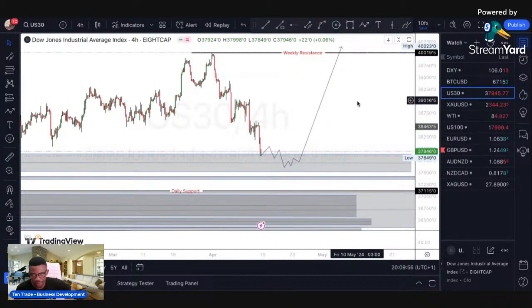It's an interesting one. So that is it. We've analyzed all of these assets. If you want more analysis, you can just send me a message on the chat box. We'll look at it together.